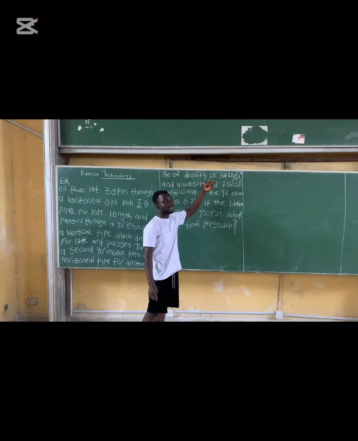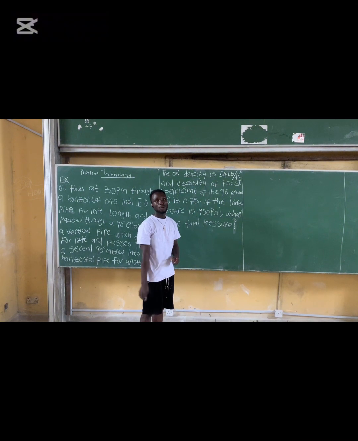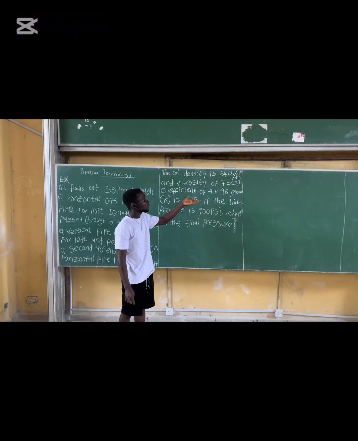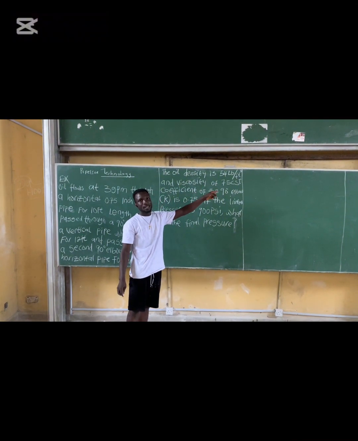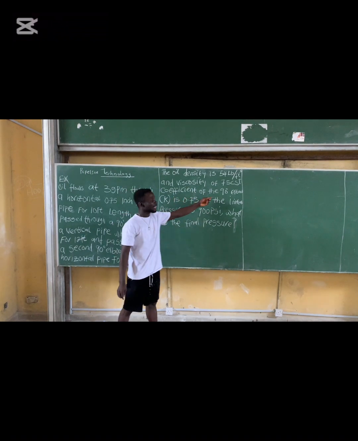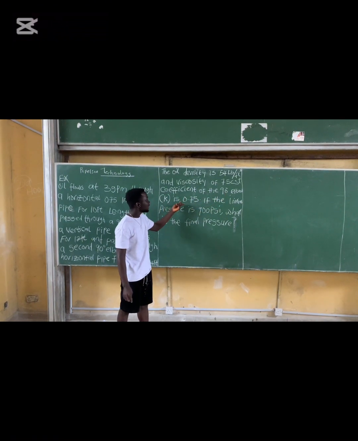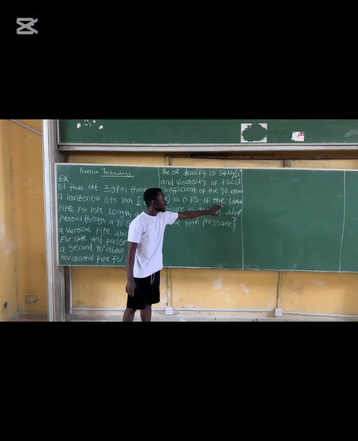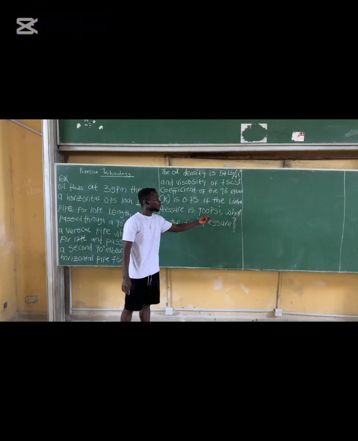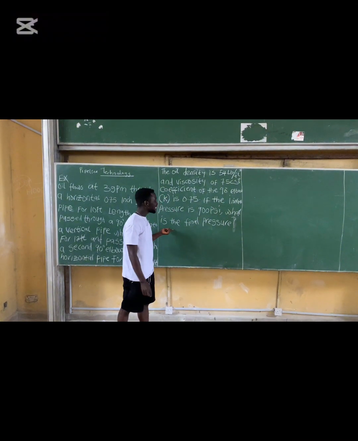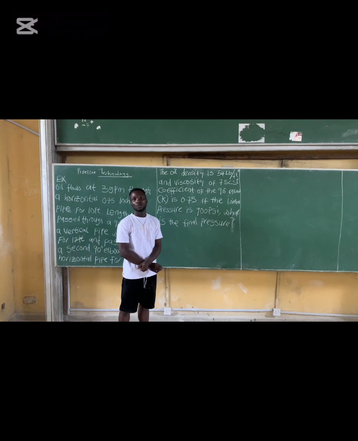The oil density is 54 pounds per cubic feet and viscosity of 75 centipoise. Coefficient of 90-degree elbow K is 0.75. If the initial pressure is 900 psi, what is the final pressure?